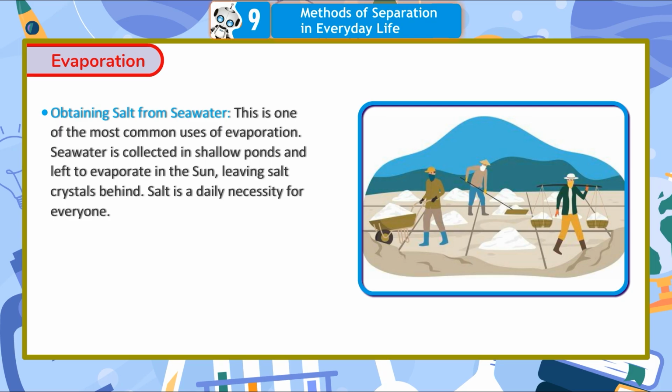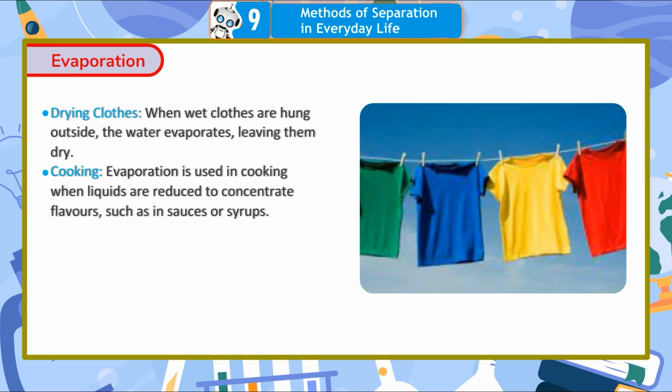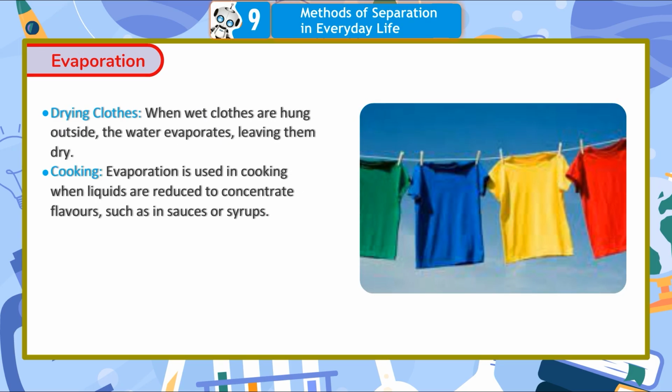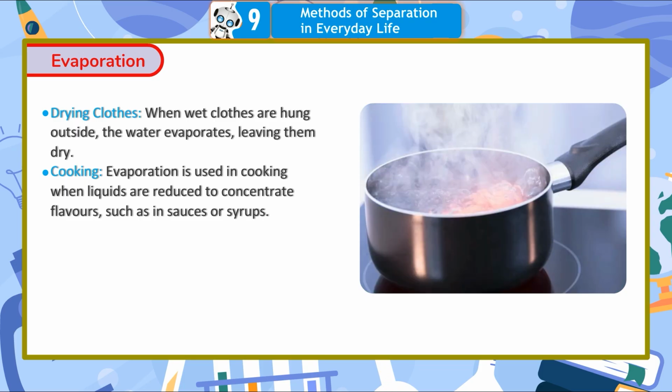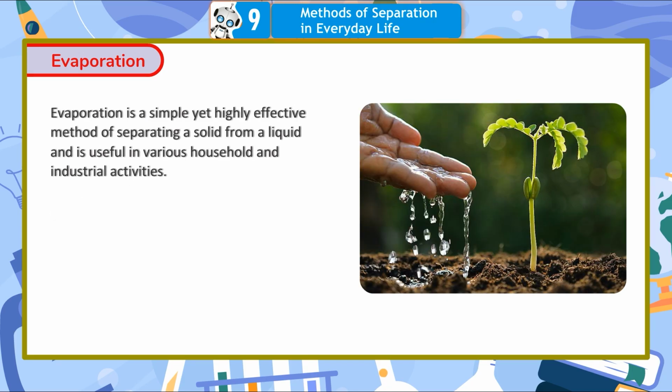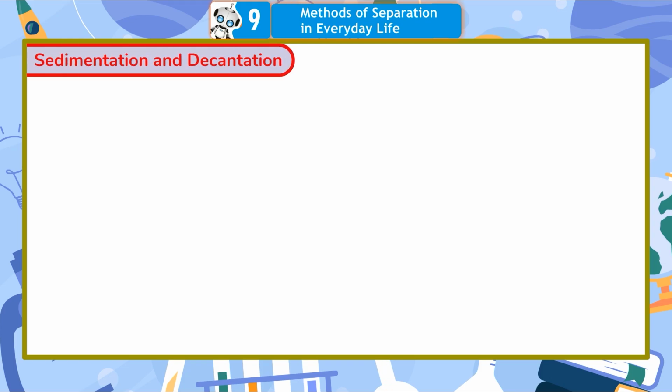Salt is a daily necessity for everyone. Drying clothes. When wet clothes are hung outside, the water evaporates, leaving them dry. Cooking. Evaporation is used in cooking when liquids are reduced to concentrate flavors, such as in sauces or syrups. Evaporation is a simple yet highly effective method of separating a solid from a liquid and is useful in various household and industrial activities.